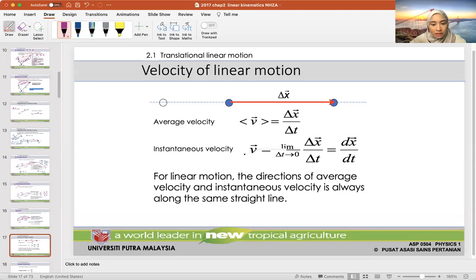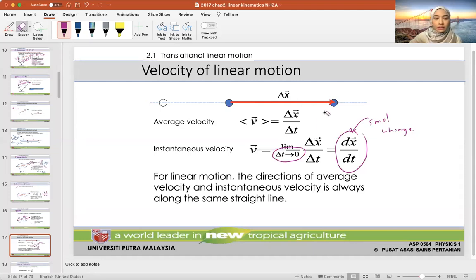And instantaneous velocity, you take it at a smaller duration of time. Typically, it is approaching 0. And then this is the change in displacement over the change in time, but over a short duration. And it can also be written as dx/dt, which means small change in x over small change in t, because it approaches 0, so it is small. Here there is no dx/dt, because the change is not small, it is big.